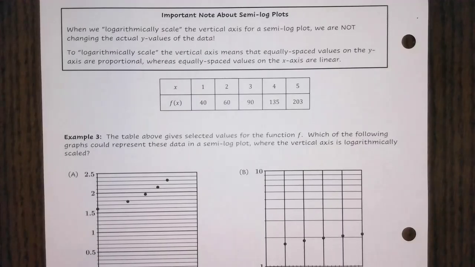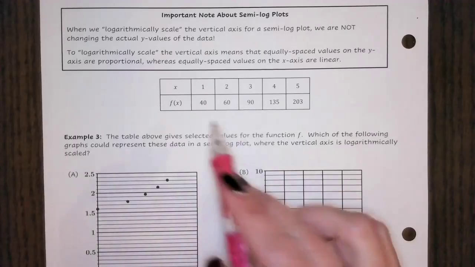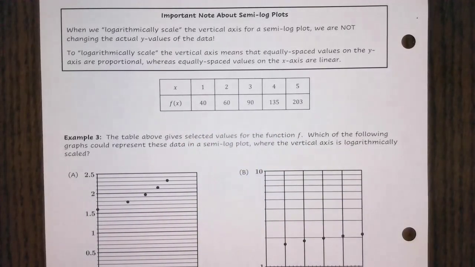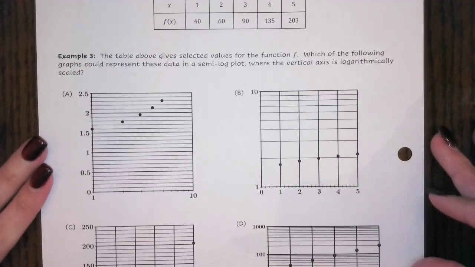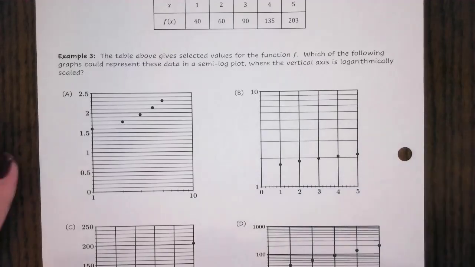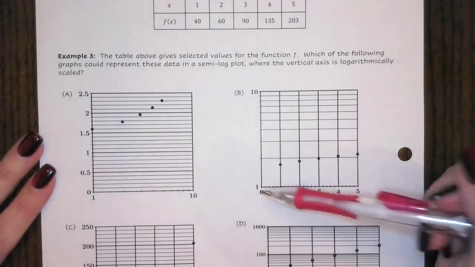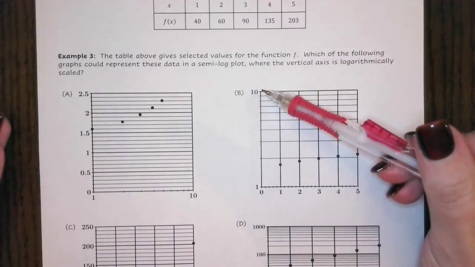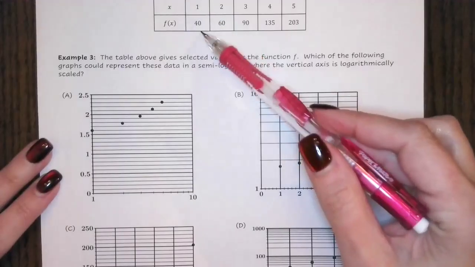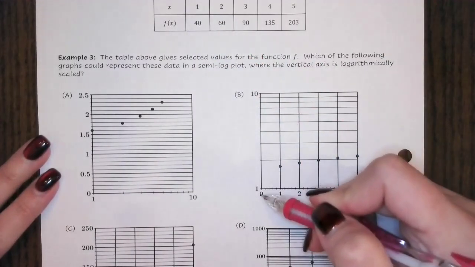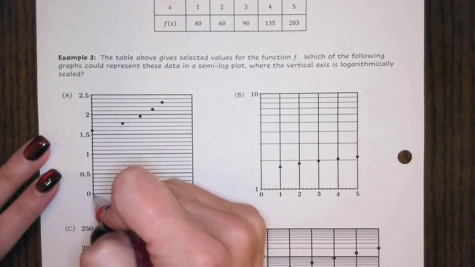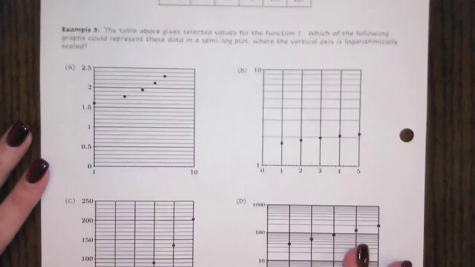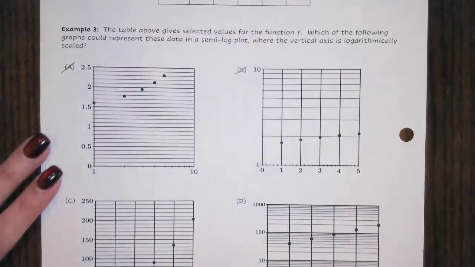All right, so here's another example of what a semi-log plot could look like. They give us this data right here, and it says the table above gives selected values for the function f. Which of the following graphs could represent these data in a semi-log plot? When you're looking at these, you can eliminate some of them because they are not done with a logarithmic scale. Now this just shows the 1 to 10, so that would work. But if you look at this data point, 140, this is not 40, this is between 1 and 2, so this would be a decimal value. So that doesn't work. Same thing here, at like 1.6, so that still doesn't work. Both of those would be thrown out pretty quickly.